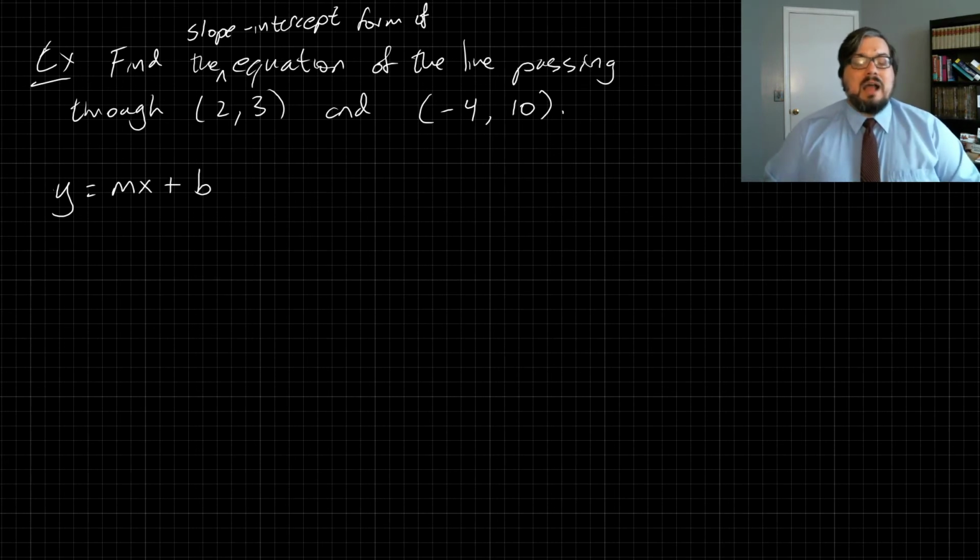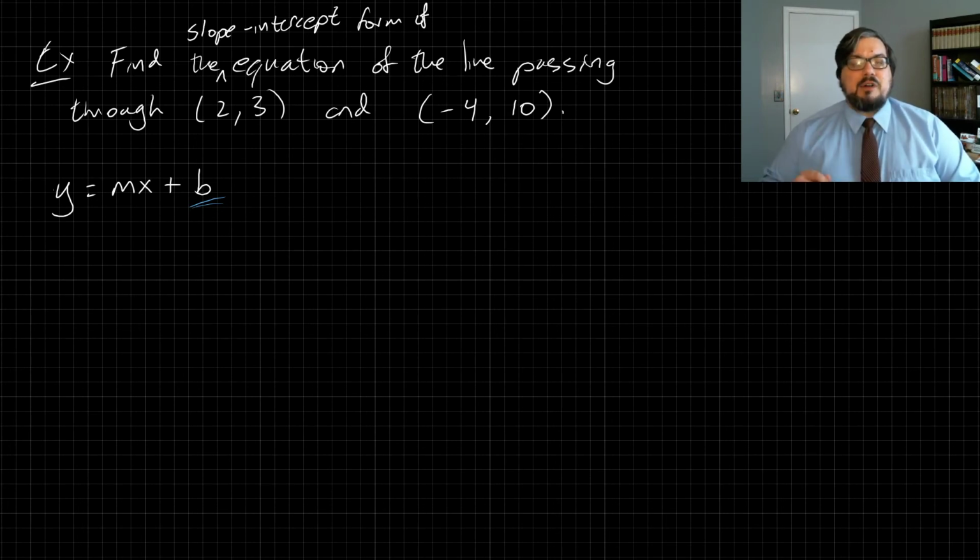So again, we want y equals mx plus b, but we don't know what b is. We're not told the y-intercept of this line. We're told 2 points on the line. We could graph out the line, but neither one of those points is the y-intercept. So in this case, we need to use the slope. We need to find the slope first.